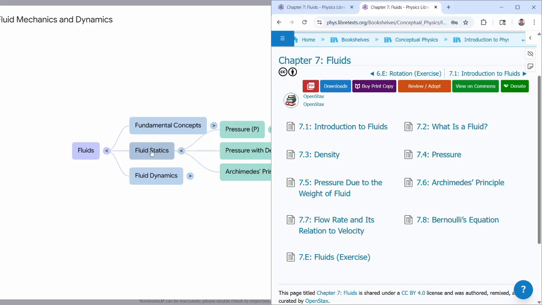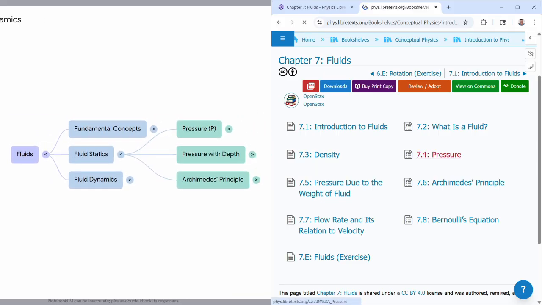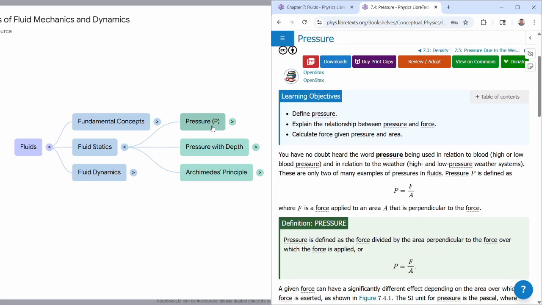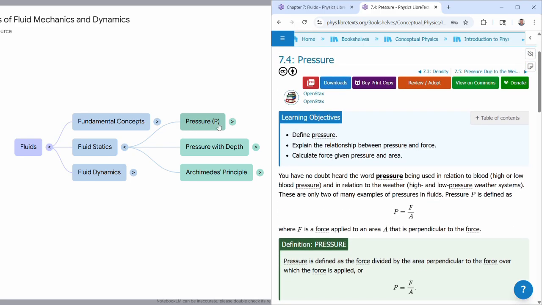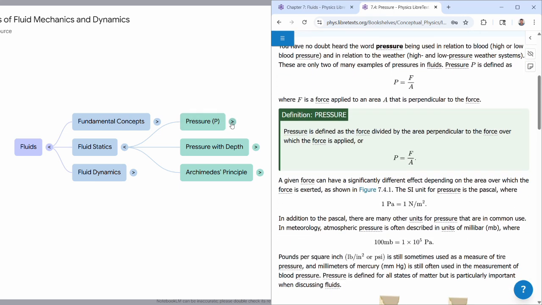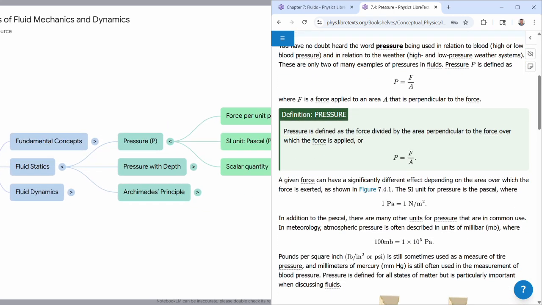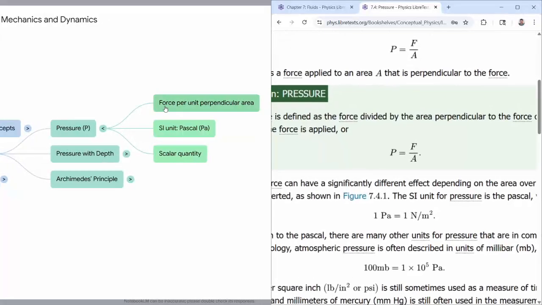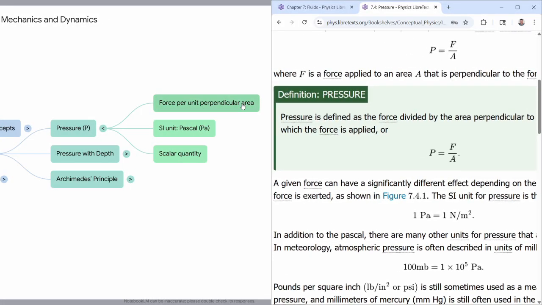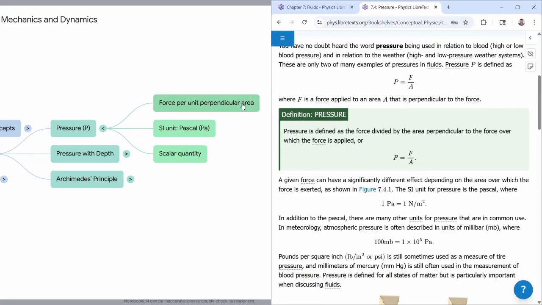Under fluid statics, we introduce pressure. Specifically the definition of pressure, I think you might have actually seen this way earlier when I was using this as an example of how we deal with the units in physics. So pressure is defined as the amount of force per unit area. It says perpendicular area, sure, yeah. Force per area.